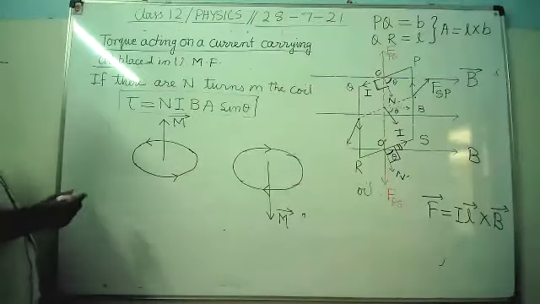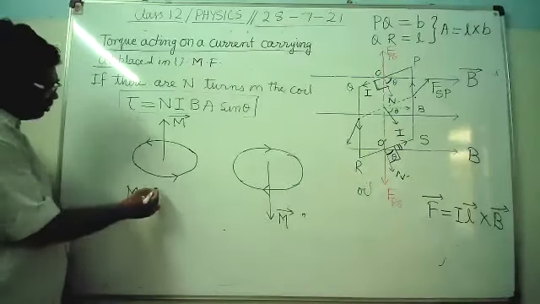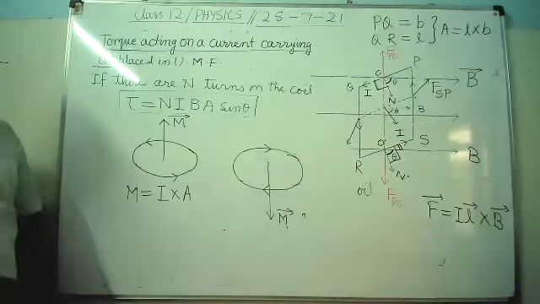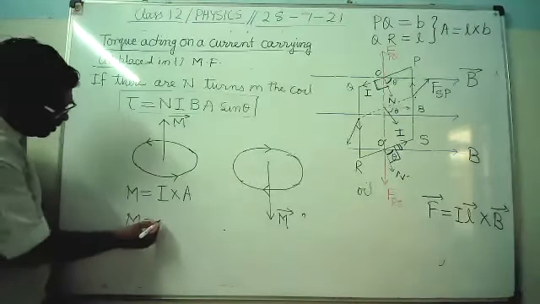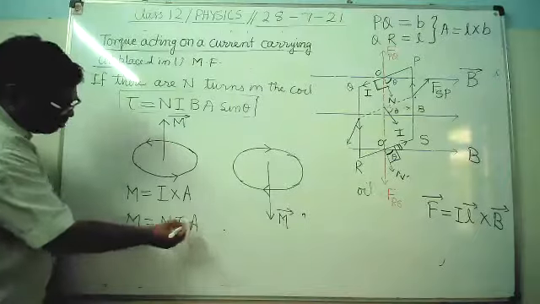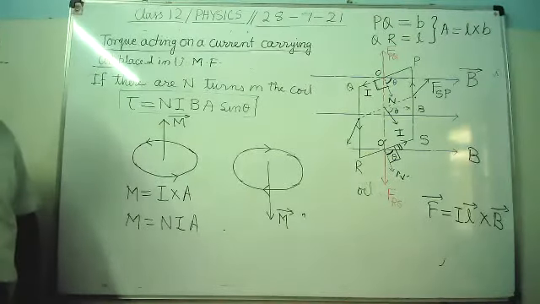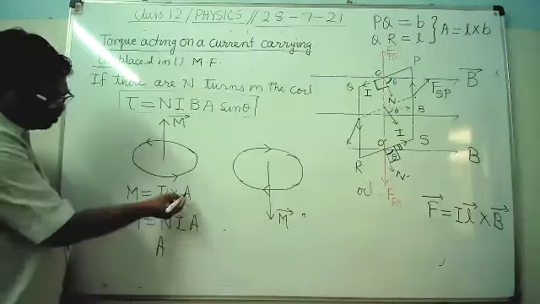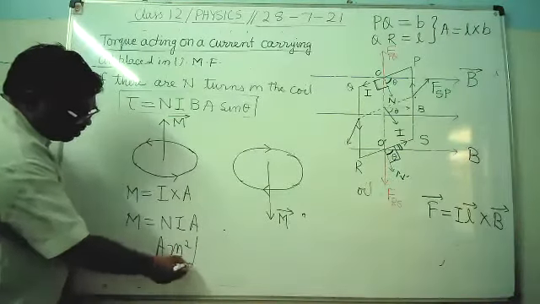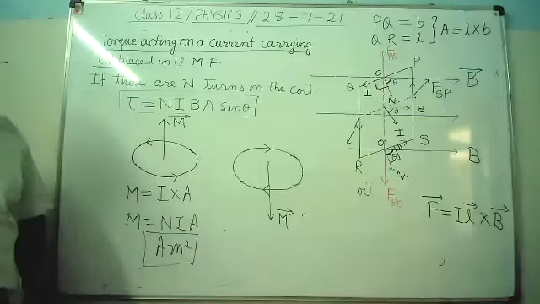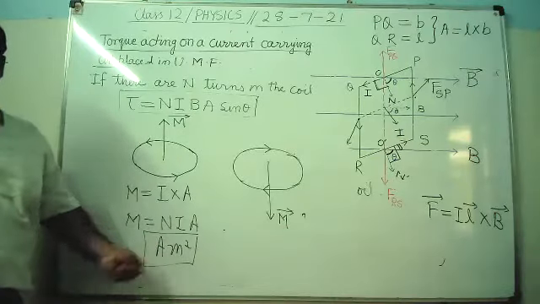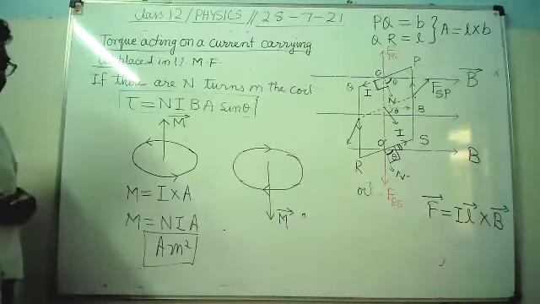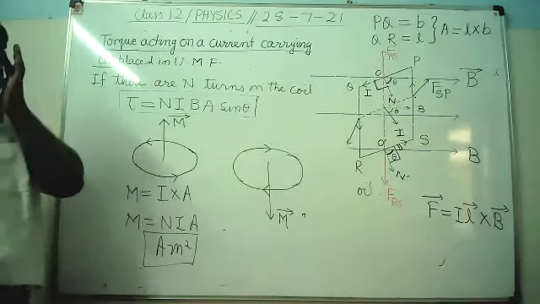Now, what will be the unit of magnetic moment? You have just seen that numerically m equals I into A, or m equals NIA. N is the number of turns, it has no unit. The unit of current is ampere, and the unit of area is meter square. So the unit is ampere meter square. We have already deduced this from another formula, and we got the same unit using another formula. So this is the unit of magnetic moment.